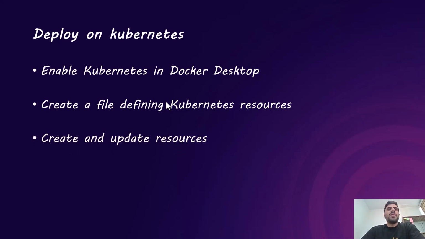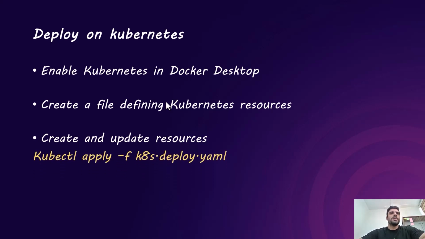After creating a file defining the Kubernetes resource, we need to create or update our resources very easily. In order to create and update the resources, I can use the kubectl apply command. Kubectl apply has a switch named -f. The -f, again like the Docker build command, is used to pass the Kubernetes resource file to the apply command. So kubectl apply -f kubernetes.deploy.yaml. I'm going to tell Kubernetes to please apply the changes inside the deploy.yaml file.